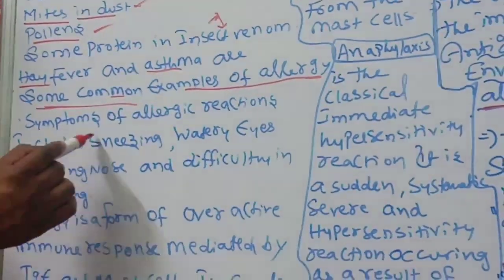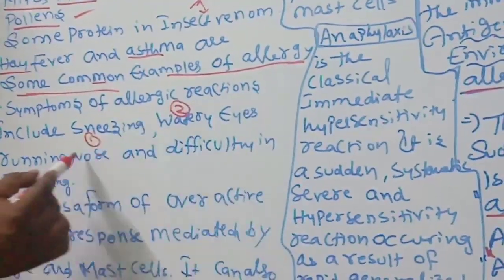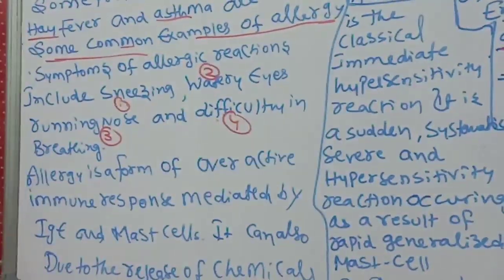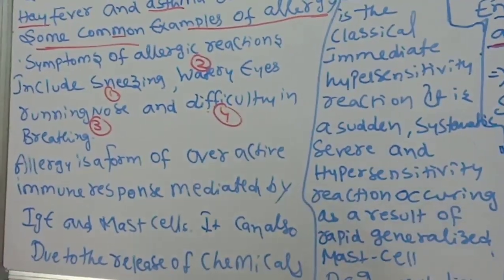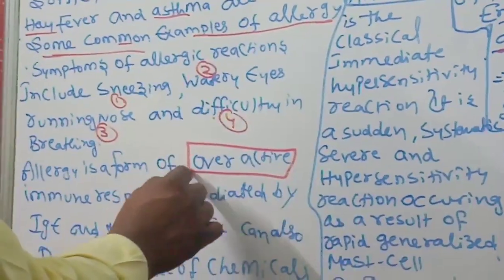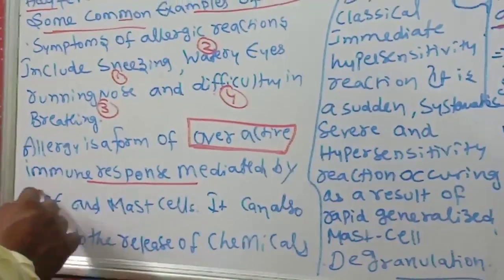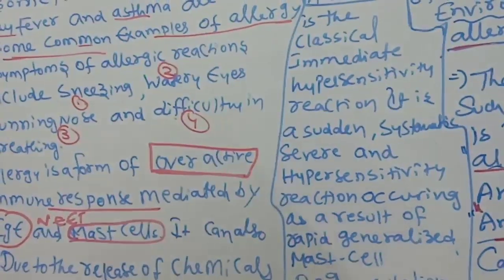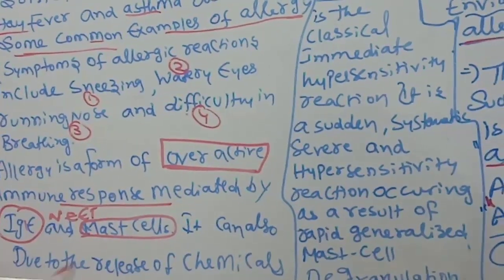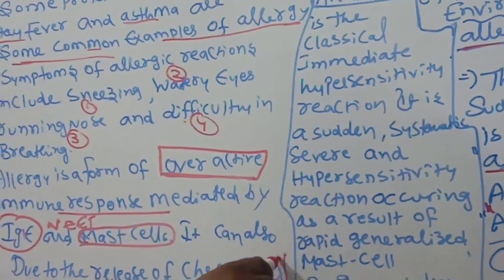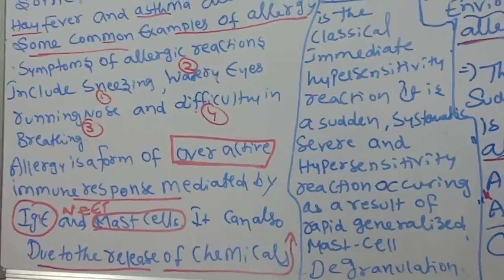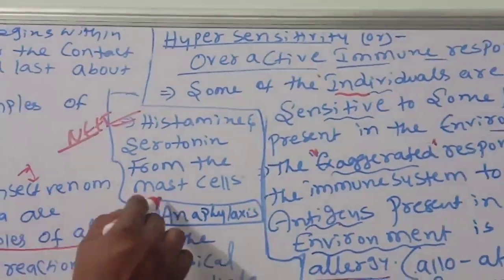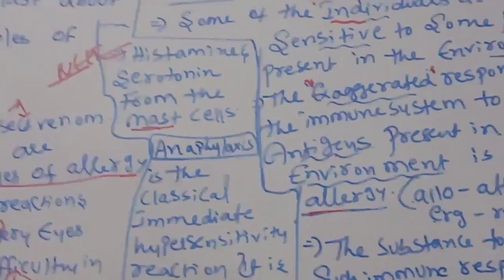Symptoms of allergic reactions include: one, sneezing, which will be continuous; two, watery eyes; three, running nose; four, difficulty in breathing. Allergy is a form of overactive immune response mediated by IgE and mast cells. It can also be due to the release of chemicals, histamine and serotonin, from mast cells. Because of these, allergy will come.